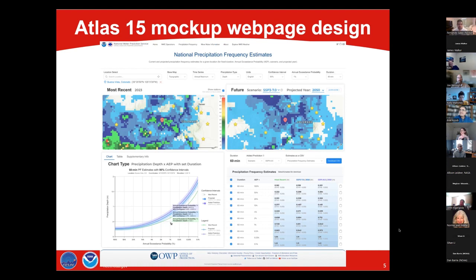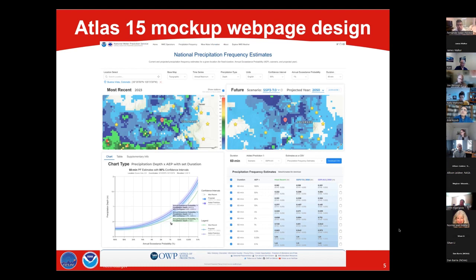Right. Fernando's got his hand up, so we're going to cue Fernando here. Yeah, no worries, Ken. Everything you've been saying is correct. With regards to the Atlas 15 timeline, we've been talking about doing this Atlas 15 pilot over Montana this summer. And as part of that pilot, we're going to be releasing this web interface, similar to what the mockup is showing here, to disseminate those Atlas 15 data sets for Montana.